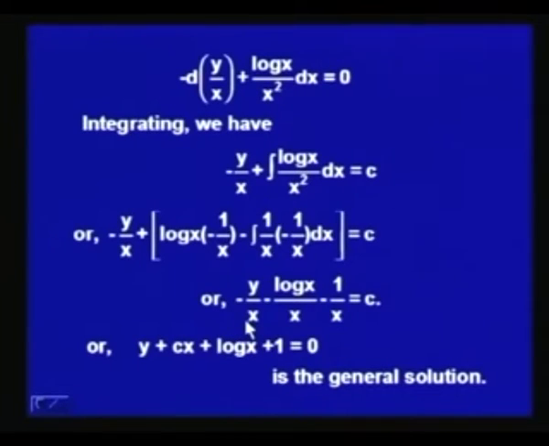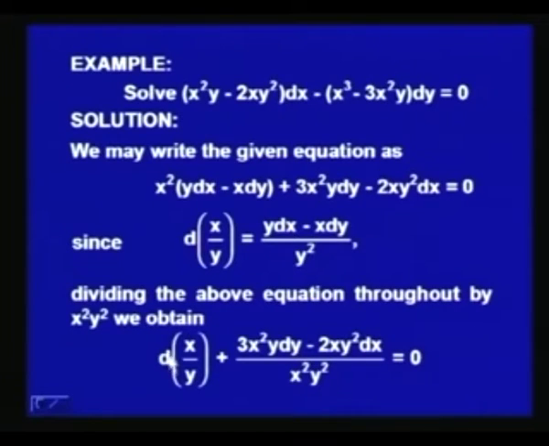we shall have the solution as minus y over x minus log x over x minus 1 over x equal to c, which can be written as y plus cx plus log x plus 1 equal to 0, which gives us the general solution of the given differential equation.